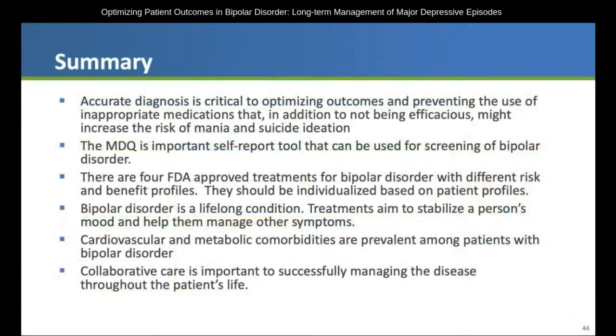So in summary, accurate diagnosis is absolutely critical if you're going to pick the right treatment and look towards the best outcomes. The MDQ is one tool and the Rapid Mood Questionnaire is another, but neither of them take the place of really good interviewing with the patient, because if they don't have insight about something, they may not be able to report they have it, and that's why both are needed, I think.